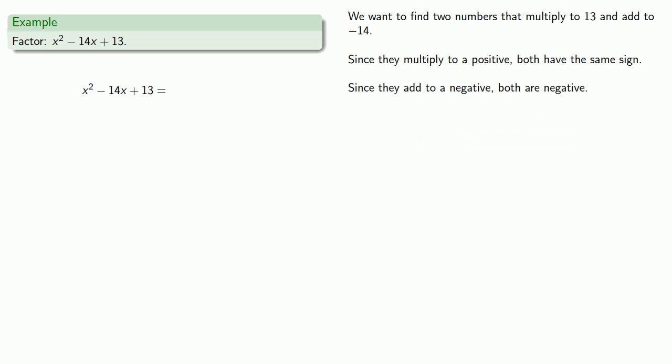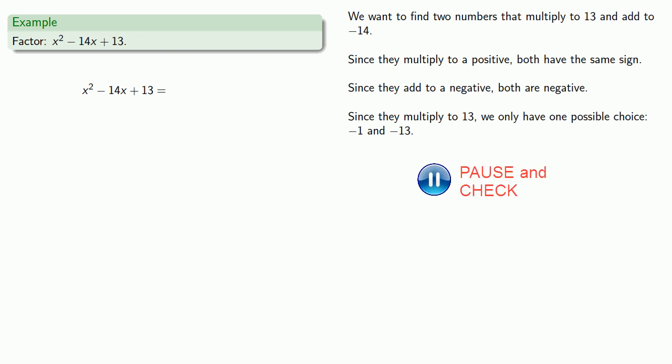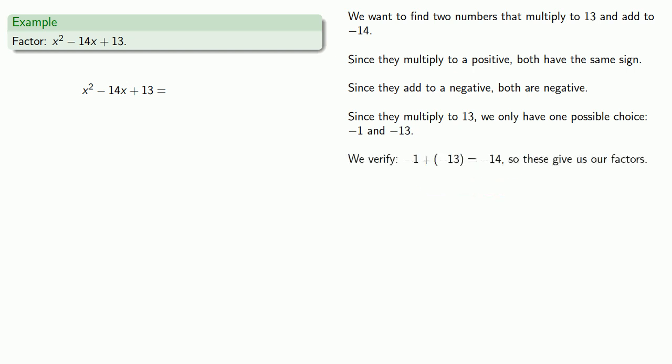And here's why this trial and error factorization is helpful. Since they multiply to 13, we only have one choice: negative 1 and negative 13. It's vitally important to understand that we have not yet found the factors, but we have found what might work. We still have to check to see if these add to negative 14. And it turns out they do, and so we have our factorization: x minus 13 times x minus 1.